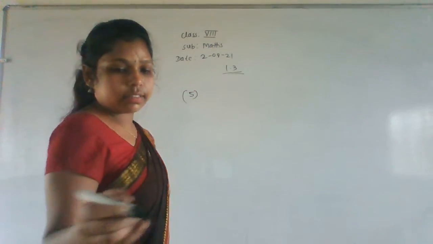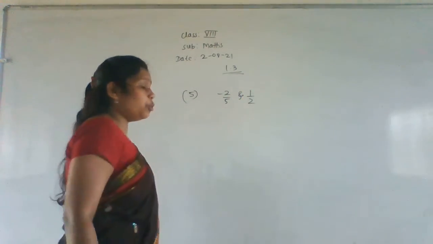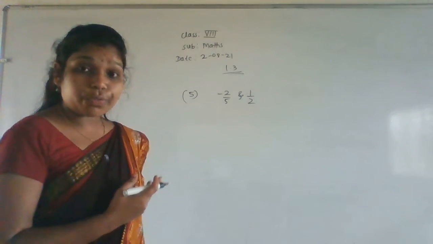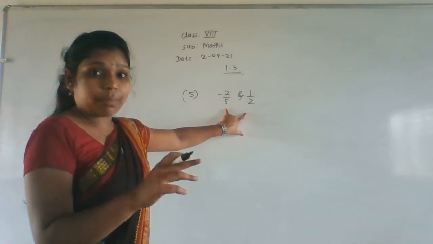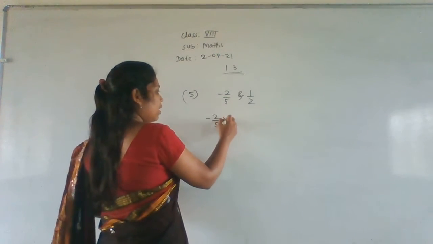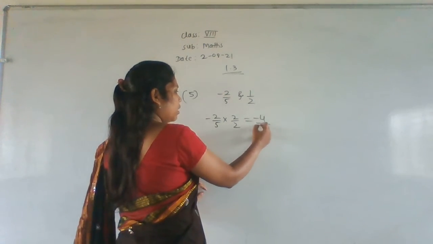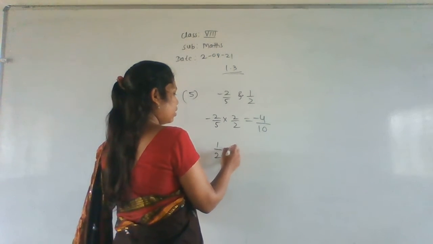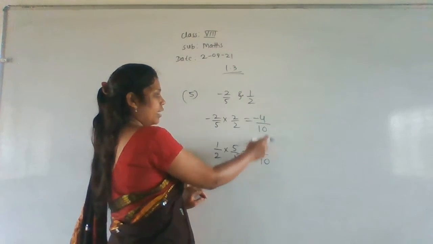Fifth main, that is minus 2 by 5 and 1 by 2. These are the two rational numbers they gave here. What do we have to do first? First we have to make the denominator term the same. After that, write the rational numbers in between these two rational numbers. Okay. So now minus 2 by 5, I just multiply by 2 by 2. Right. So minus 4 by 10 we get here. Here we multiply 5 by 5 because we want the denominator as 10 here. Here also 10 and here also 10.